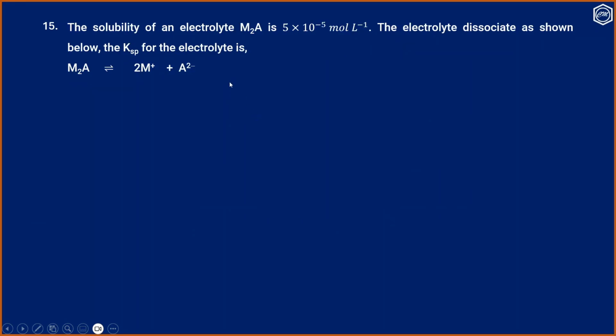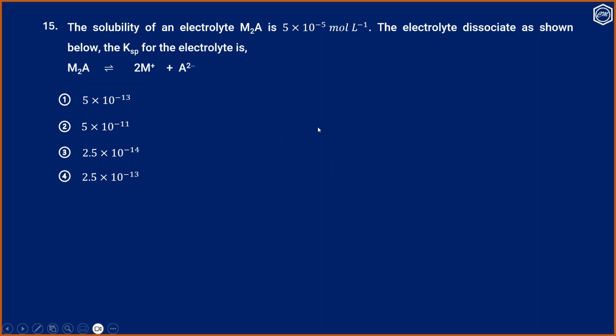Question 15. The solubility of an electrolyte M2A is 5 into 10 raised to minus 5 mole per liter. The electrolyte dissociates as shown below. The Ksp of the electrolyte is? So we have to find out the Ksp of this electrolyte, that is M2A. It dissociates into 2M+ and A2-. The answers are 1) 5 into 10 raised to minus 3, 2) 5 into 10 raised to minus 11, 3) 2.5 into 10 raised to minus 14, and 4) 2.5 into 10 raised to minus 13.